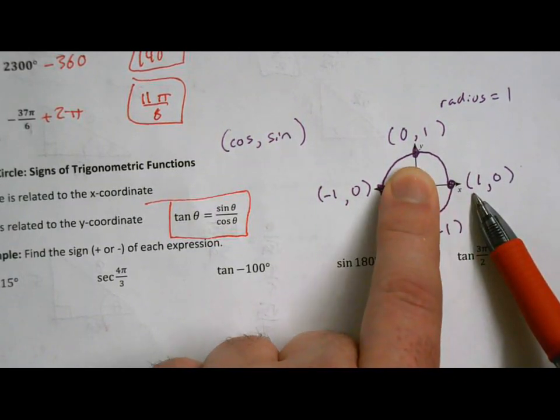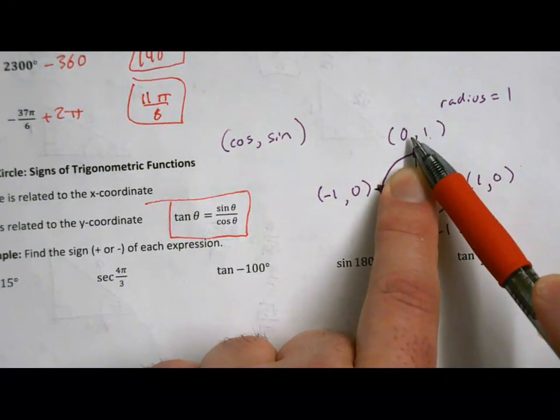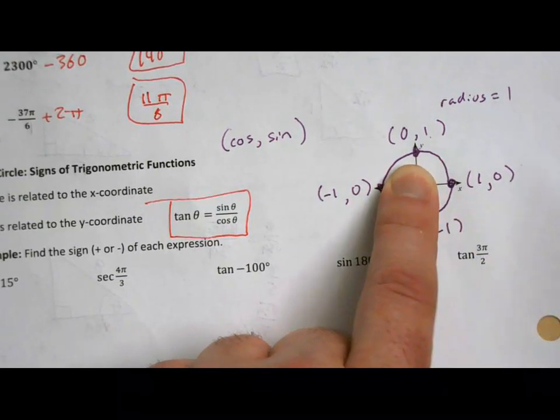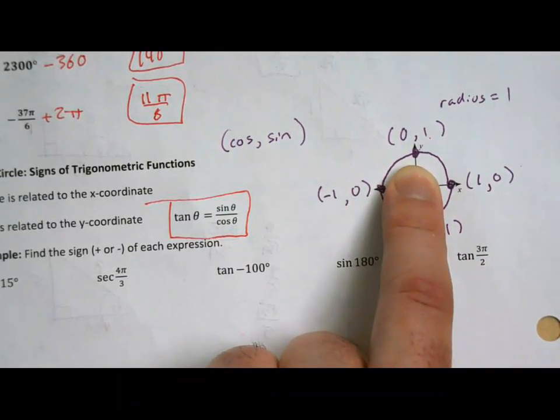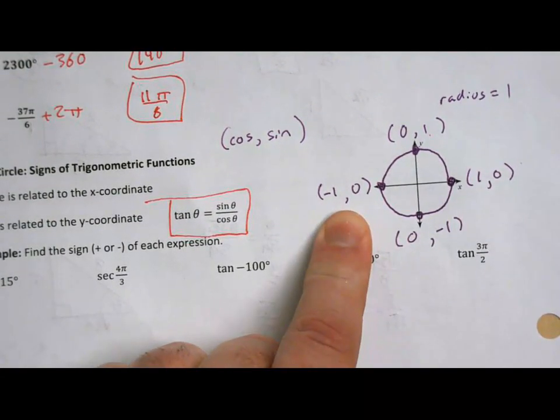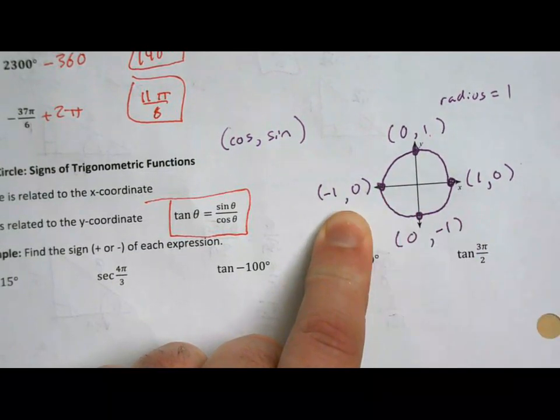This is interesting. What is the tangent of 90? What is 1 divided by 0? Undefined. There is no tangent of 90. There's a vertical asymptote in the graph there. We'll see that later on. What is the tangent of 180? 0 divided by negative 1 is 0.